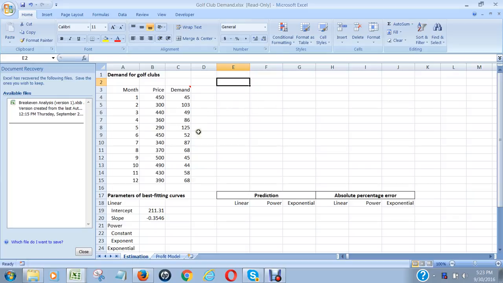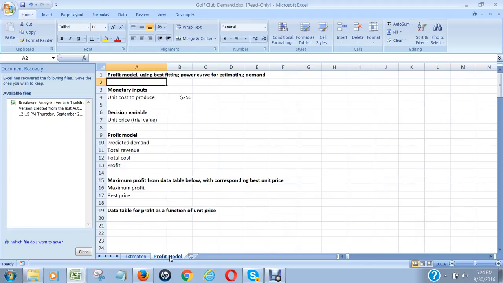First thing you need to do is figure out exactly whether a linear function, a powered function, or an exponential function fits the data the best. So you can come up with an equation you can use to predict what demand will be at certain prices, to judge which method is the most accurate as a sales forecasting method. Once you know which method is the most accurate, then you can create a profit model from it over here.